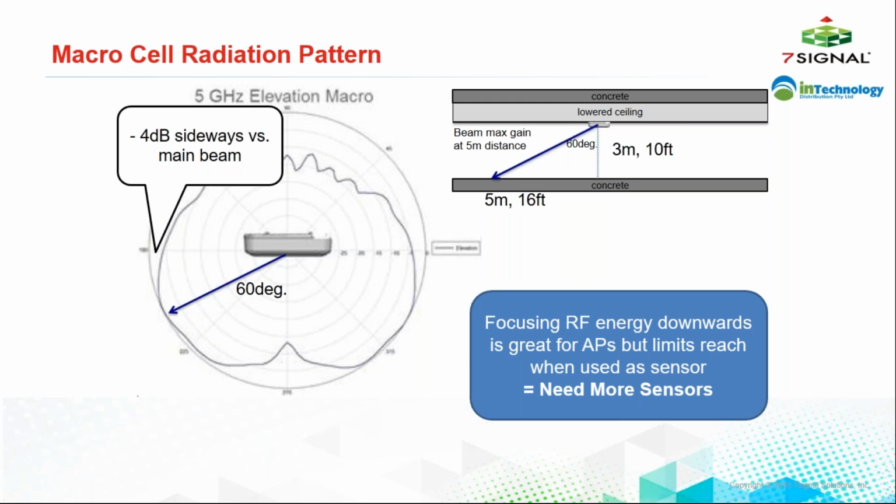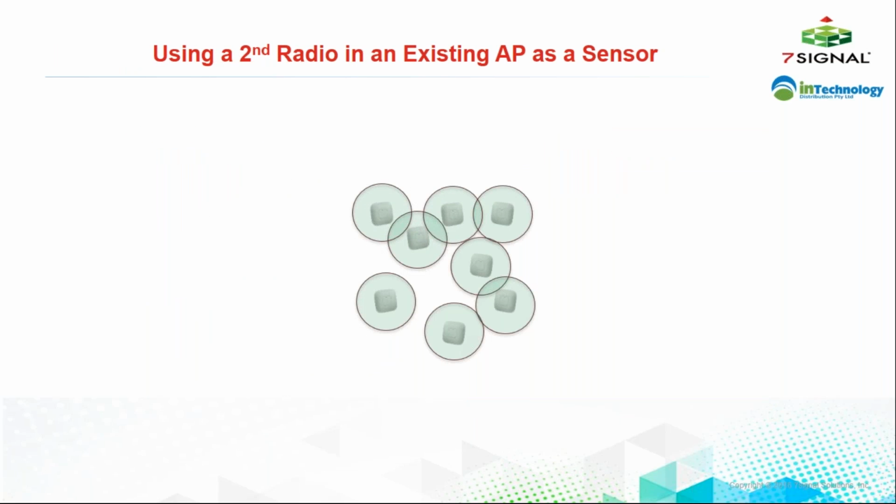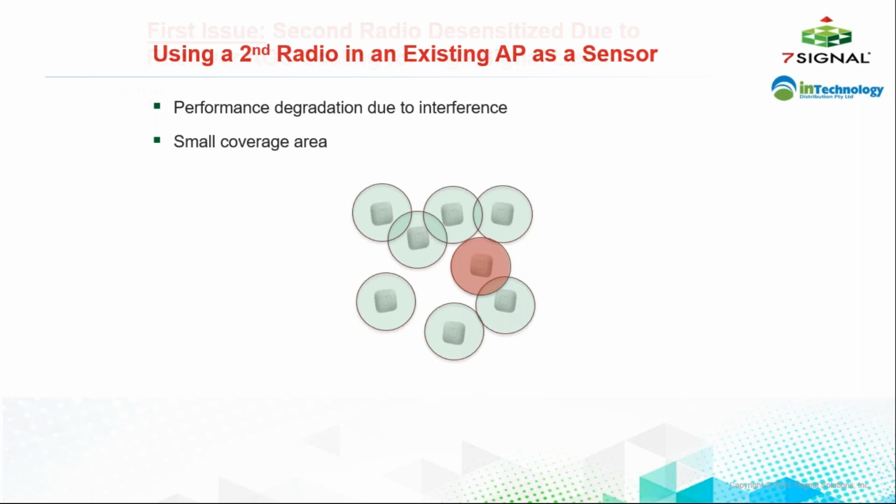Another way of looking at this is, for instance, in the Cisco 3800, there's a second radio inside the AP. But when we use a second radio inside of an access point as a sensor, we still have our coverage issues, and we still have a performance degradation issue because of interference created between the two radios. When you have those two radios side by side, they're going to interfere with one another, making it very difficult to do the proper job of managing your Wi-Fi network.